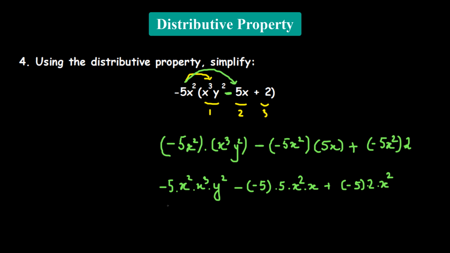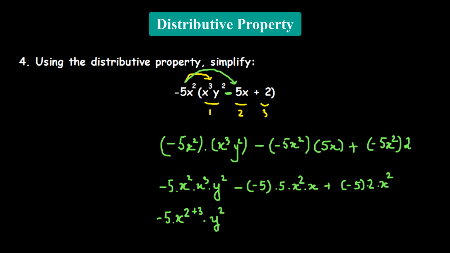So we have now for the first term, negative 5 multiplied to x. Now here we have x squared and x cubed, so one has a power of 2 and the other has a power of 3, so the exponents will get added. So we have x raised to the power of 2 plus 3, and that will be multiplied to y squared. Now since x and y are totally different variables, we cannot add up the exponents, so it's going to stay separate. Now we have negative times negative 5, so negative times negative 5 will be positive 5.